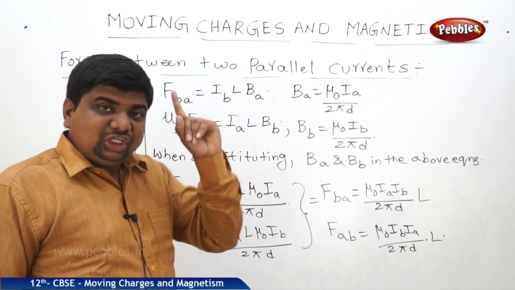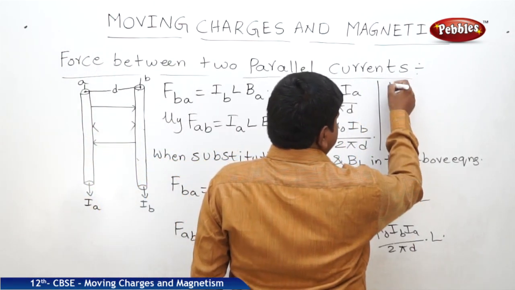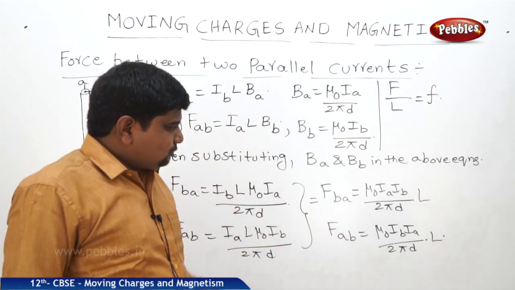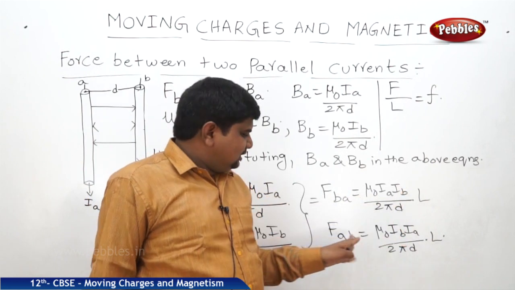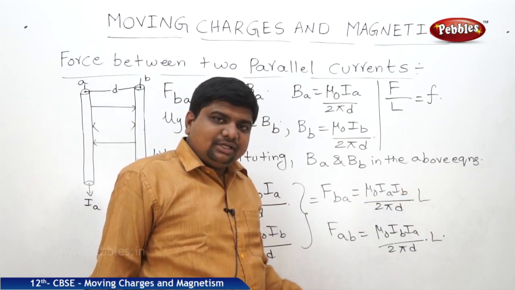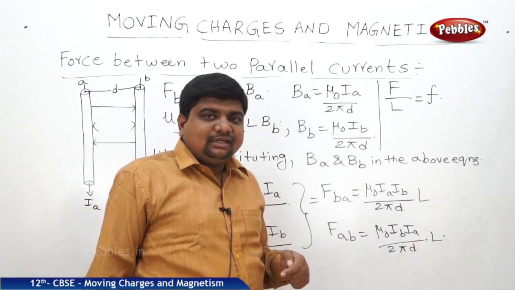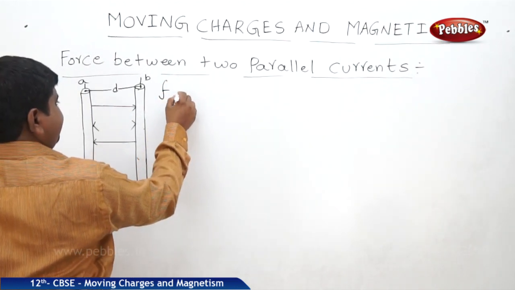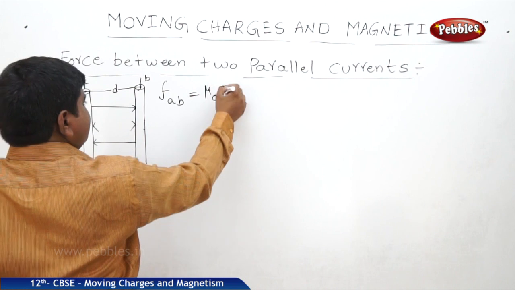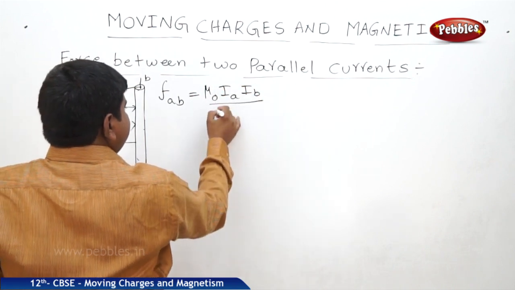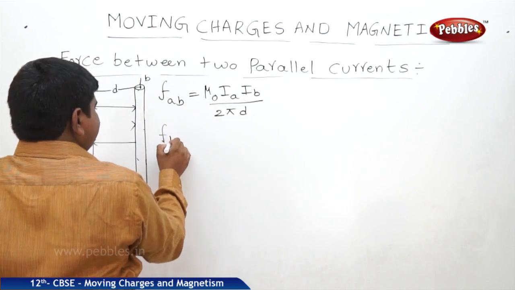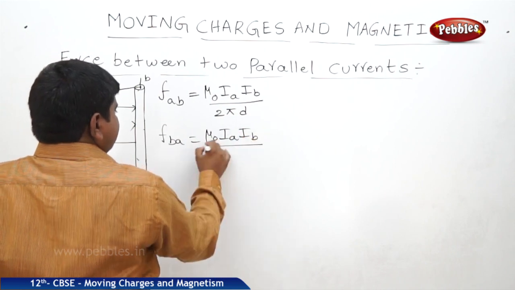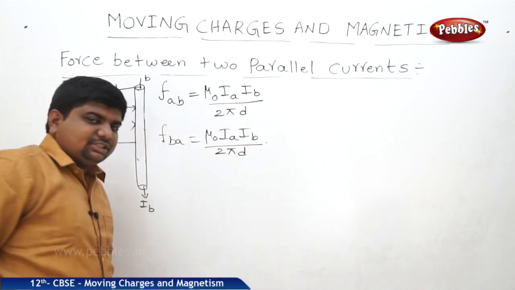For the force acting per unit length, we write small f. So small f is equal to mu naught IA IB by 2 pi d, and small FAB is equal to mu naught IB IA by 2 pi d. From this expression we can see the derivation of the ampere also. Small FAB is equal to mu naught IA IB by 2 pi d, and small FBA is equal to mu naught IA IB by 2 pi d. Both are of the same magnitude but opposite in direction.